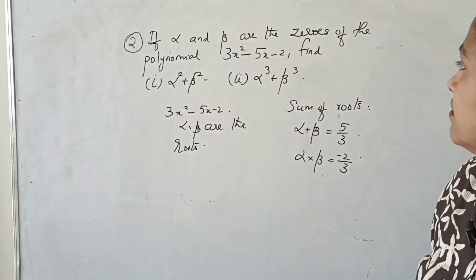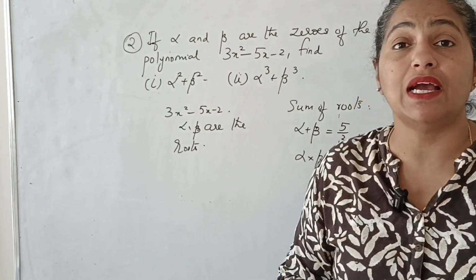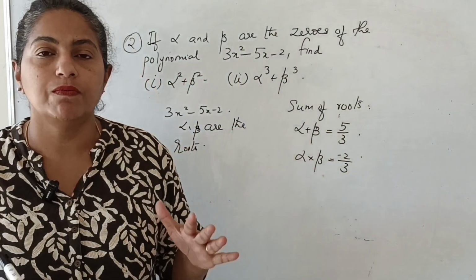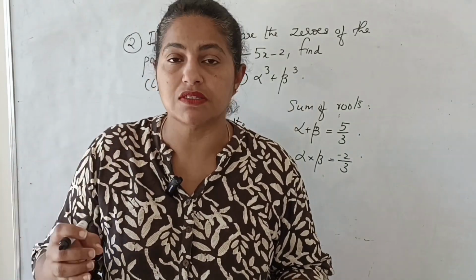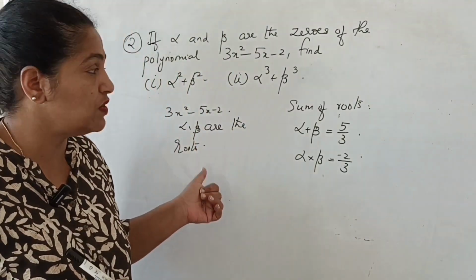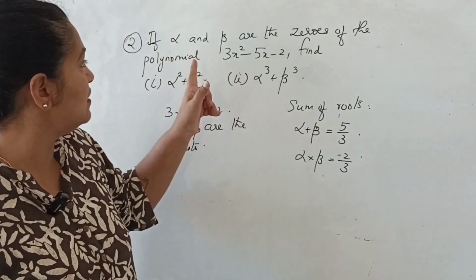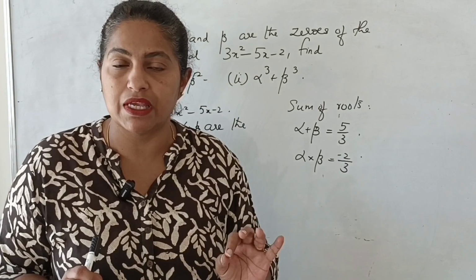If alpha and beta are the zeros of the polynomial 3x² − 5x − 2, find alpha² + beta² and alpha³ + beta³. Now this kind of sum is just mere manipulation of the formulas. So what is given to us? The polynomial and the roots are mentioned to us. What do we know? We know the sum of the roots alpha + beta is −b/a and alpha·beta is equal to c/a.